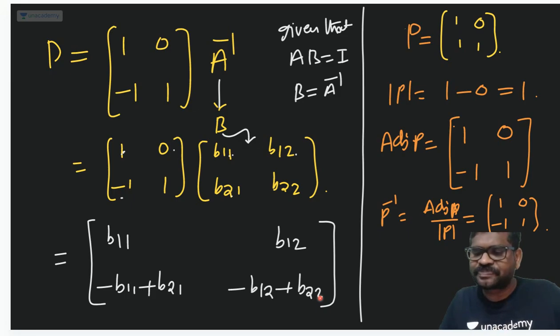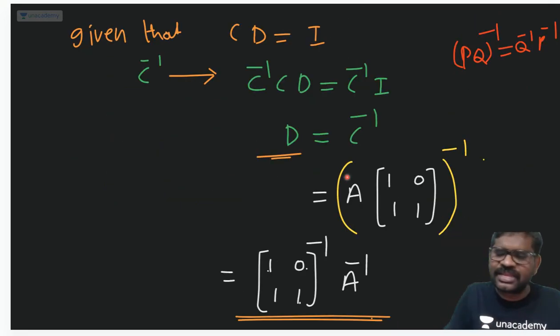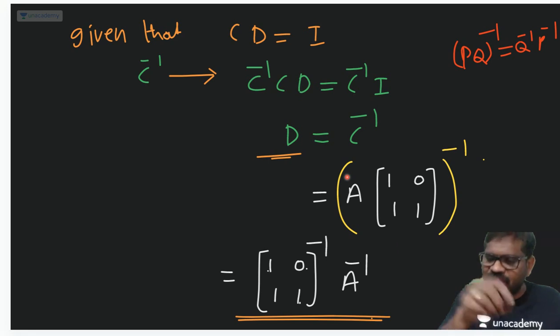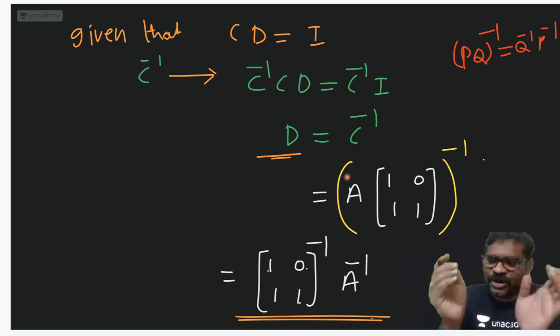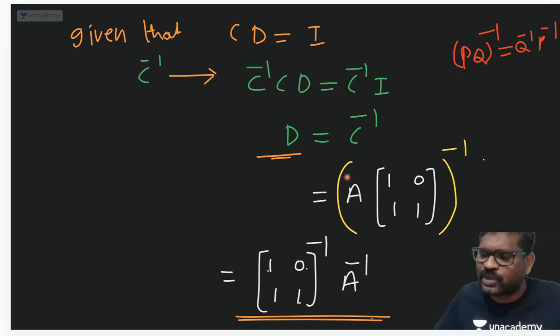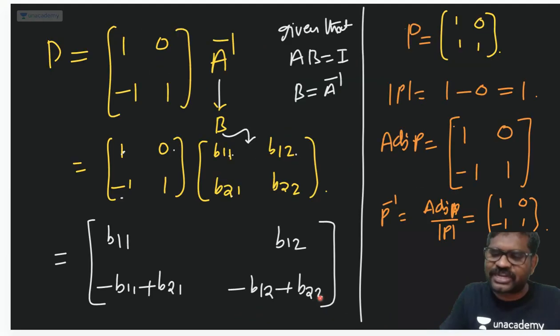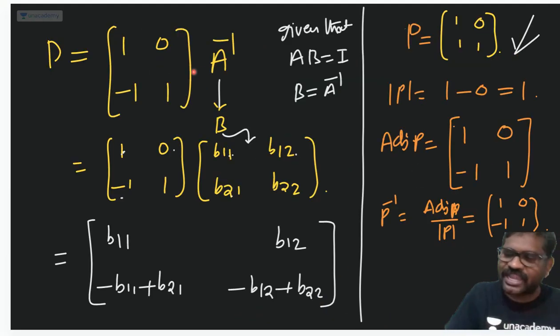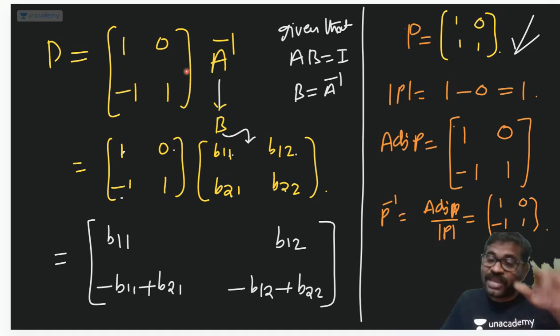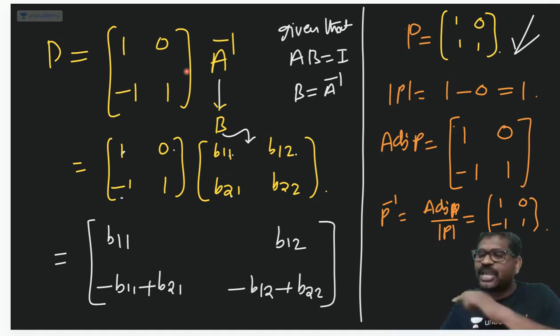Understood? Completely, the problem is designed on the inverse concept. CD equal to I, D equal to C inverse. C is the product of A and 1011, whole inverse. So the PQ whole inverse property. After that, how to calculate the inverse of a 2 cross 2 matrix. After that, again AB equal to I. If AB equal to I, B equal to A inverse. Understood?